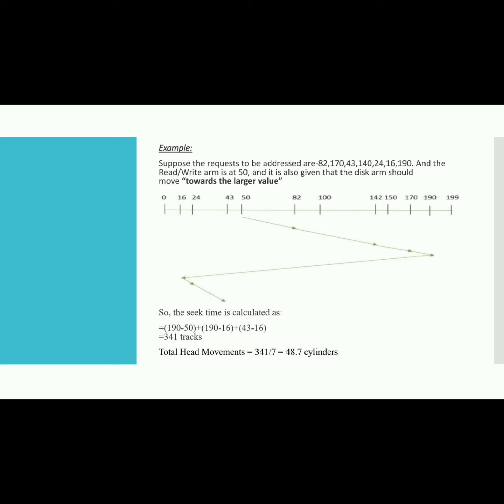The seek time is calculated as 190 minus 50 plus 190 minus 16 plus 43 minus 16. So we get 341 tracks. The total head movement is 341 divided by 7, that is 48.7 cylinders.